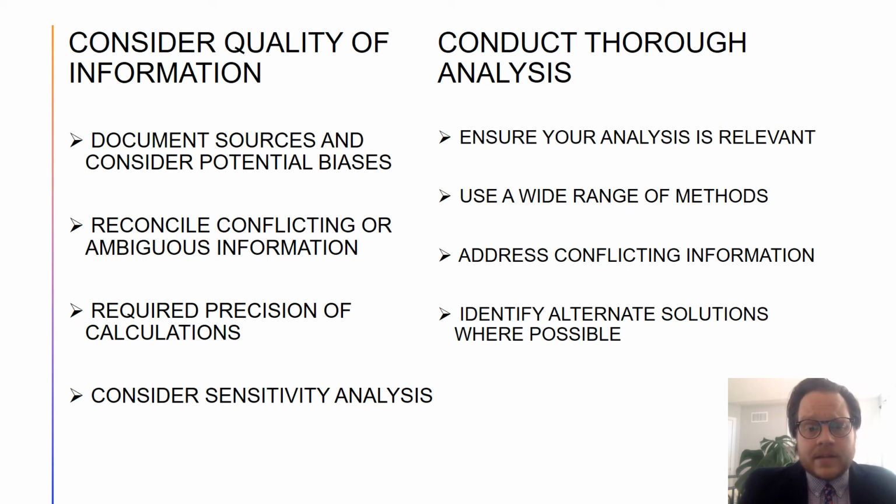You want to address conflicting information. Again, I kind of spoke to this earlier. If there is conflicting information that you can't reconcile, at least make sure that you're noting it. If you're doing a sensitivity analysis, make sure that you're doing so in a way that addresses any conflicting information. And you also will want to identify alternate solutions where possible.